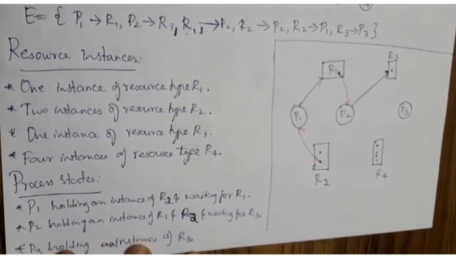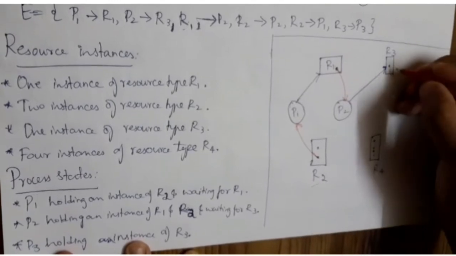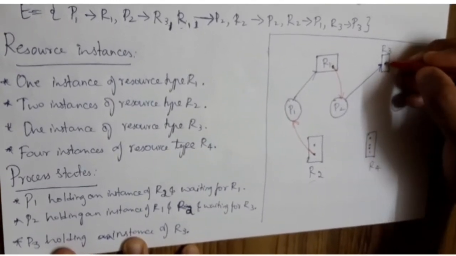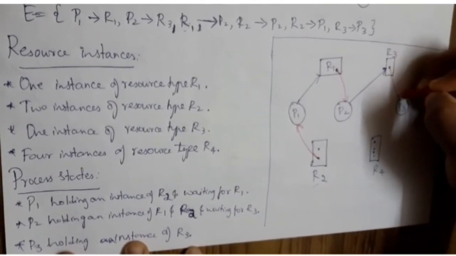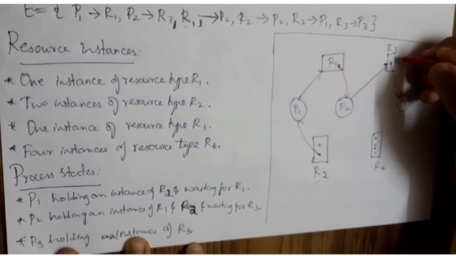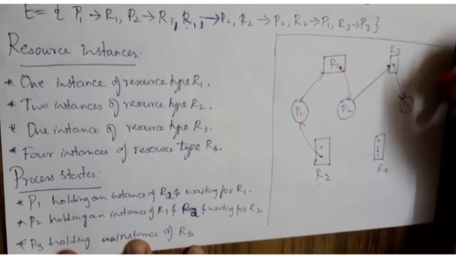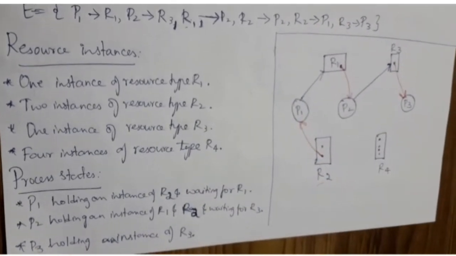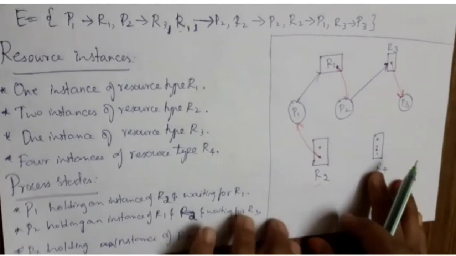Next, process P3 is holding the instance of resource R3. Now, what happens if you see in this allocation graph?